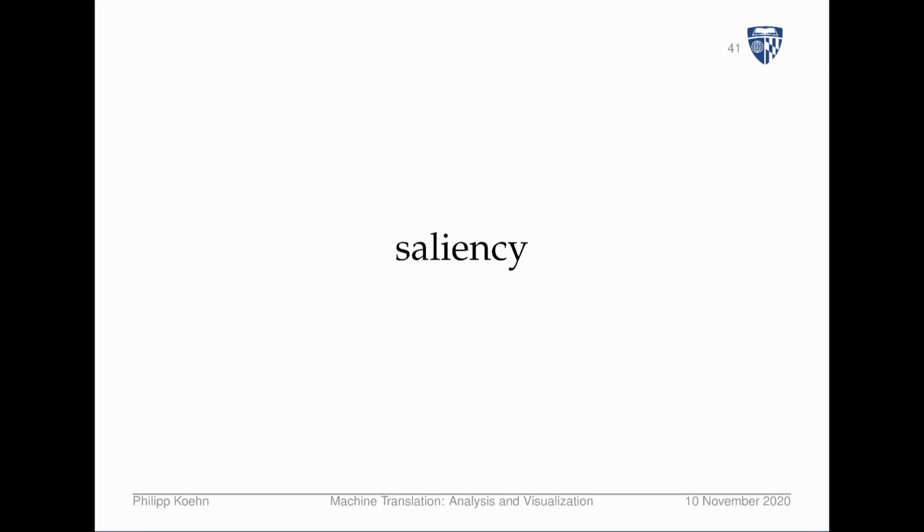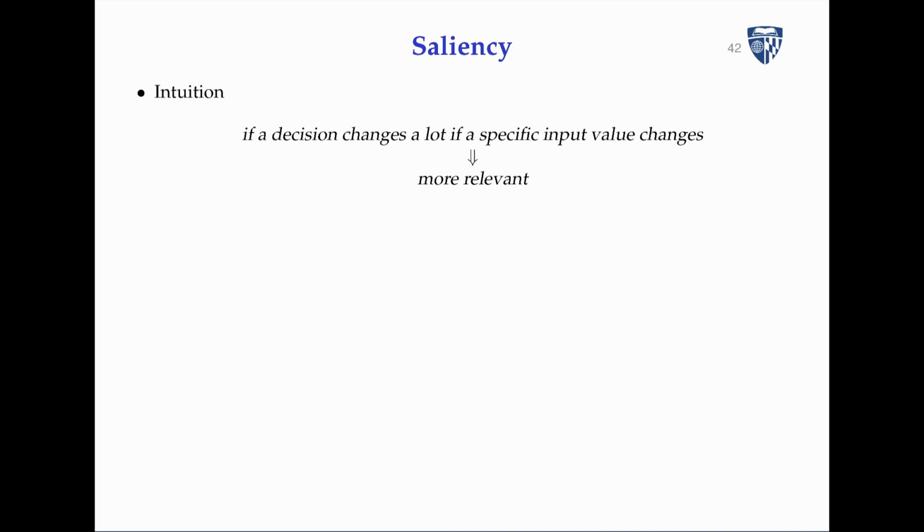Let's look at another method that tries to find out what impacts the decisions that are being made and trace it back to the inputs. It's called saliency, and it was originally developed for vision. The intuition here is that if a decision changes a lot when a specific input value changes, then that input is more relevant. Input values whose changes make a difference are probably important, while if a change in the input value has no impact on the decision, then it's not relevant.